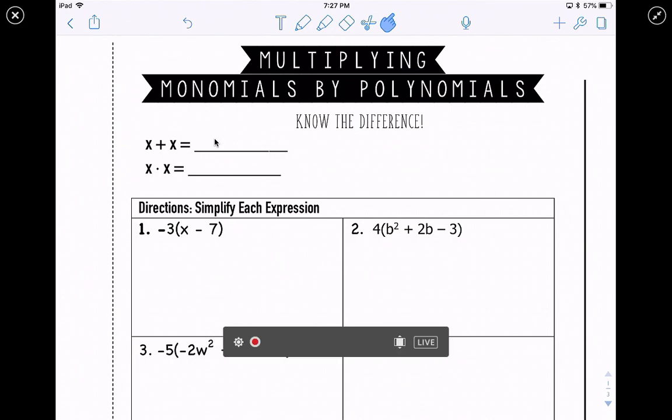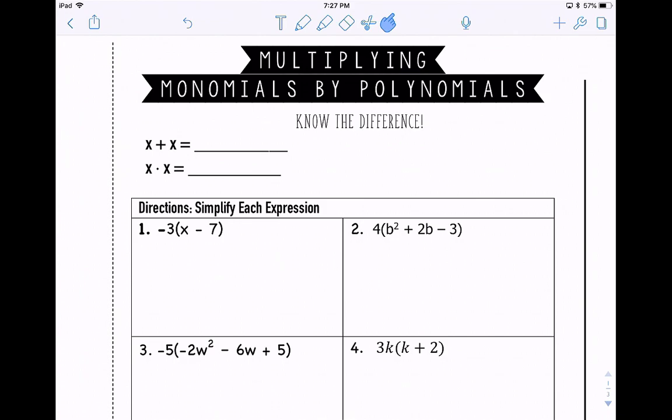Okay, so today's notes are going to be about multiplying a monomial by a polynomial, or vice versa, a polynomial by a monomial. So first, before we get started, you should definitely know that mono means one. So a monomial is just one term. So for example, 3 or 3x, those are monomials.